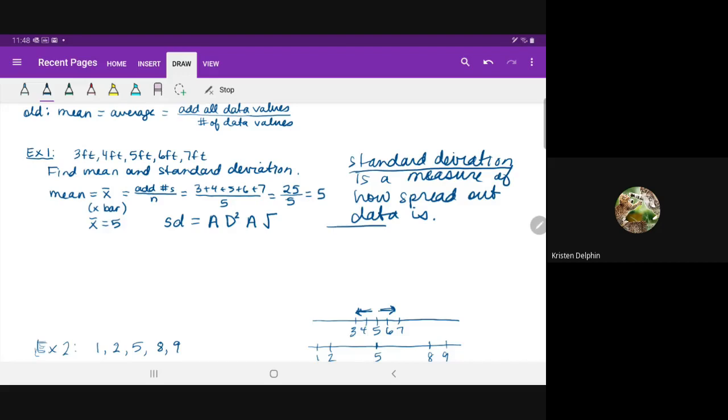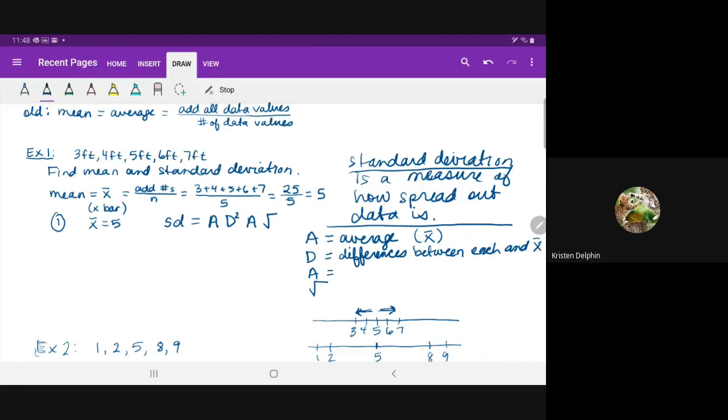So let me tell you what all the letters stand for. The 2 A's actually stand for the same thing. A stands for average. So you're going to find the average, which is the mean that we just found. So that's step 1, you find the average. D stands for the differences. You're going to find the differences between each value and X bar, the average.